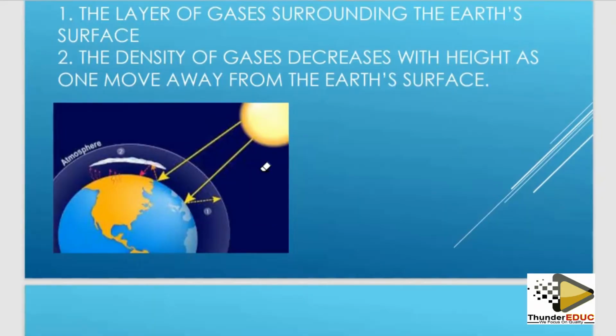So the concentration of air particles which are denser is more concentrated close to the Earth's surface. And as the density decreases, it implies that the particles will suspend in the upper atmosphere. That's the translation of that fact that the density of gases decreases with height as one moves away from the Earth's surface.